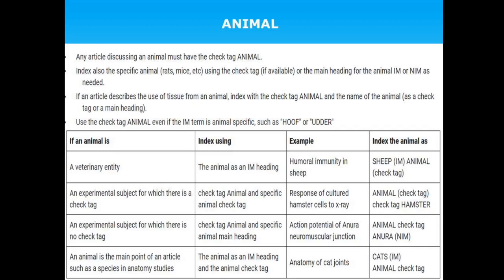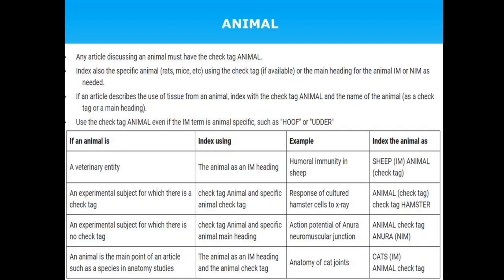But there is no specific check tag. What do you mean by that? Anura is nothing but tailless amphibians. In general, what do we designate as amphibians? A living being which can survive on land as well as in water. That is called amphibian, right? So Anura specifically refers to tailless amphibians. What kind of animals are tailless amphibians? We can take frog as an example, and toads as an example. So amphibians which have no tail are termed as Anura.